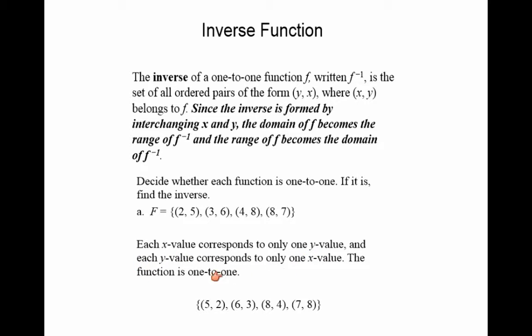So if it is one-to-one, to find the inverse function, all I have to do is just switch the position of the domain and range. So the first point, instead of 2 and 5, becomes 5 and 2. Next one would be 6 and 3. That would be 8 and 4. Instead of 8 and 7, we put 7 and 8. Simple as that. So this would be the inverse of f.